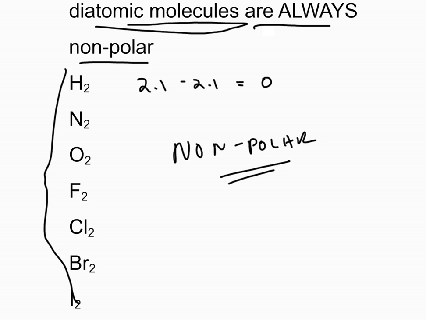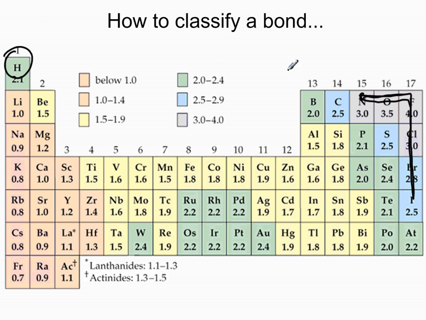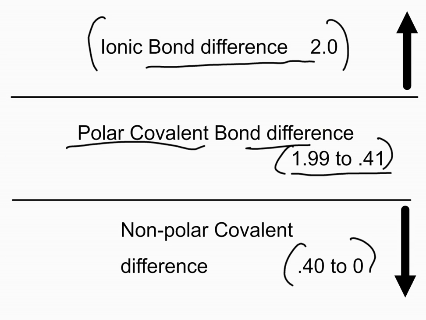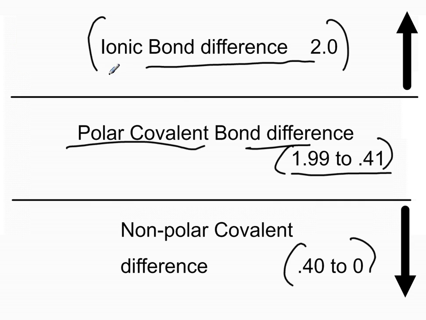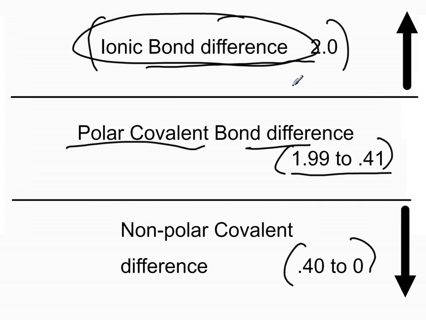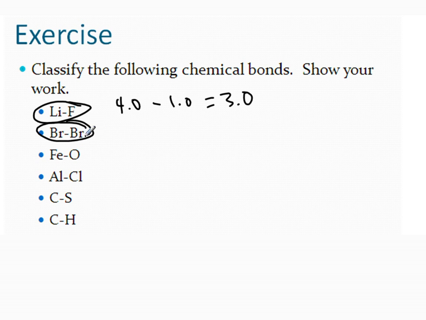If I had to take, for example, lithium and fluorine and classify the bond, how would I do it? I would go back to my periodic table. Lithium's right there at 1.0. Fluorine's 4.0. So I subtract 4.0 minus 1.0 and I get a value of 3.0. When I go back and look at the chart, I realize that bond is classified as ionic because the difference is greater than 2.0. If I go back over here, bromine and bromine, this is what I'm talking about, it's a diatomic molecule, so it's automatically going to be 0.